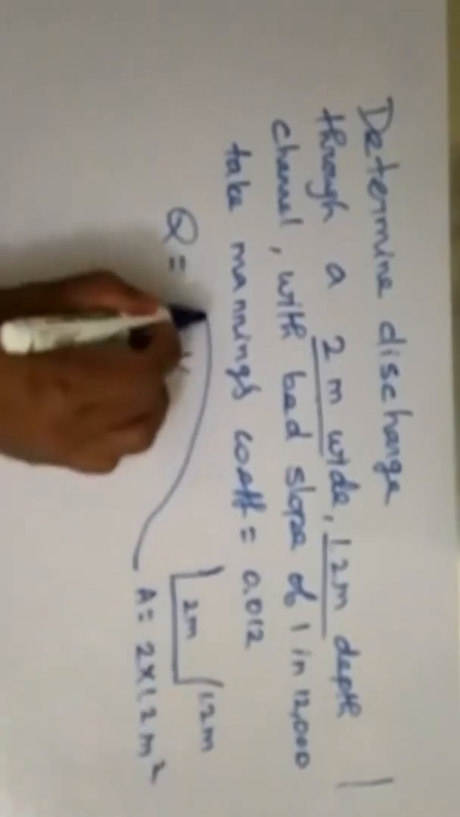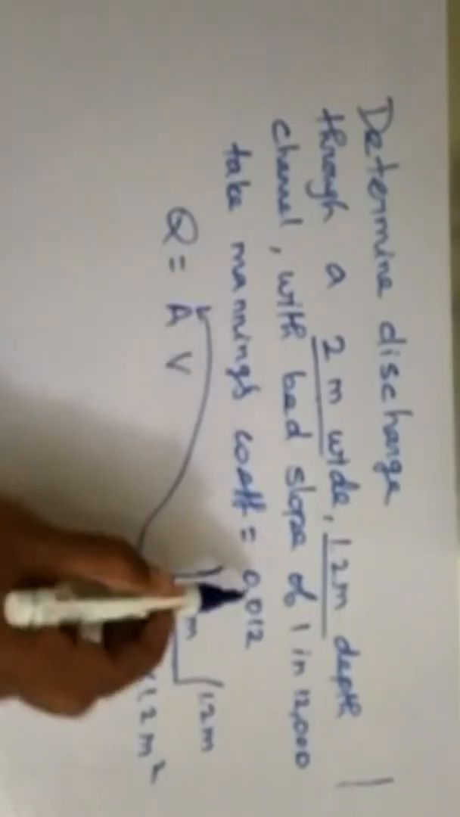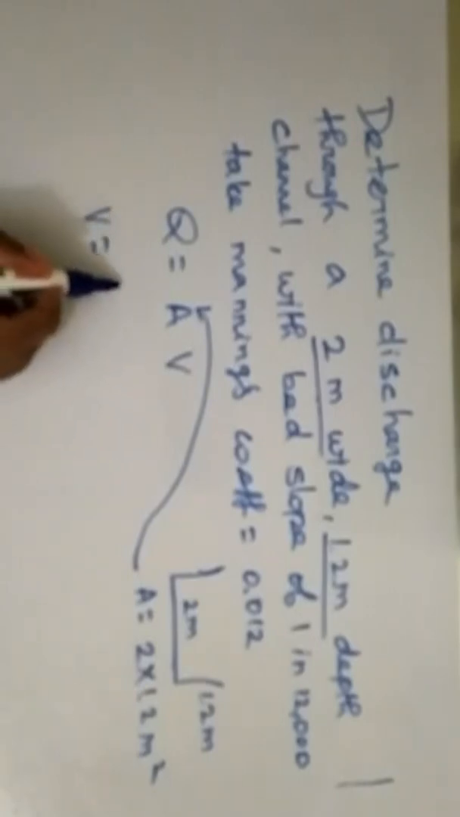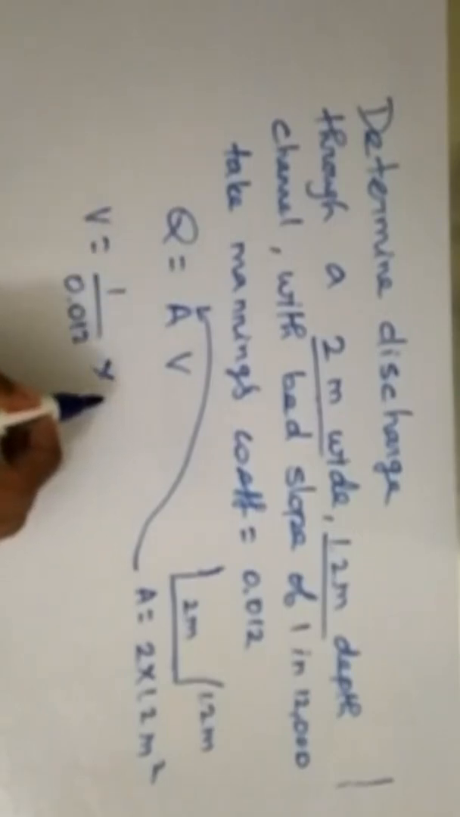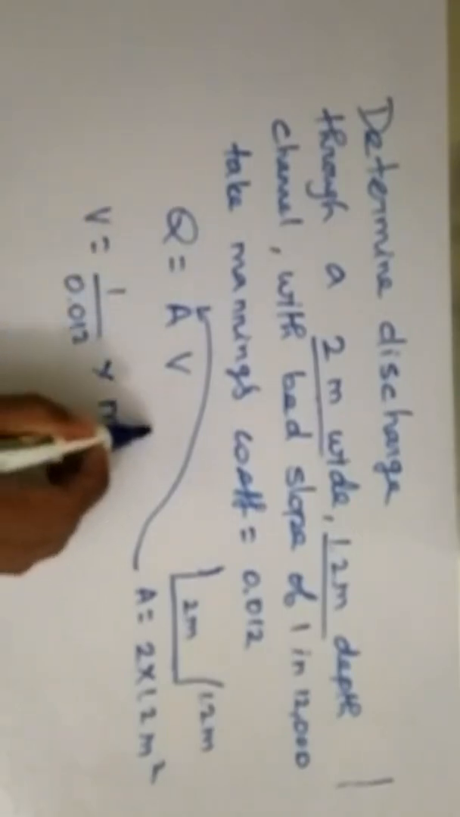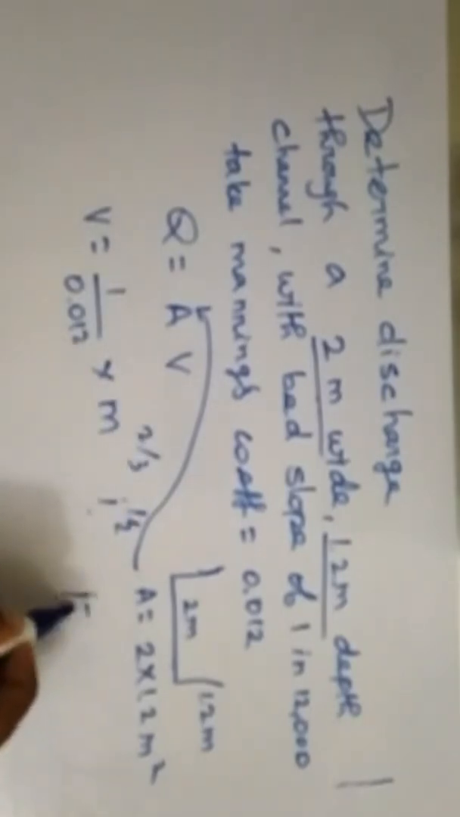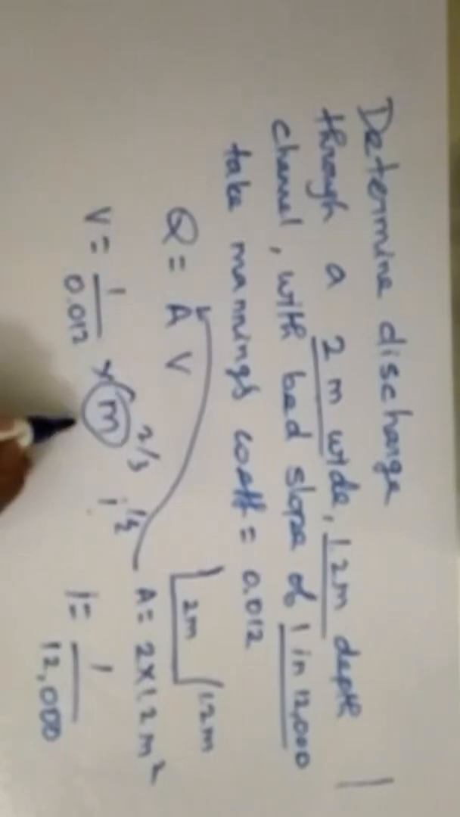Then V, I don't know the velocity. If I know velocity, then the problem is simple. For calculating velocity, they have given Manning's coefficient, so I am using Manning's formula. Velocity is 1 by n, where n is given as 0.012, into m power 2 by 3, into I power half. Here the I value is the bed slope, 1 divided by 12,000. The m value is not given, so we have to calculate m.